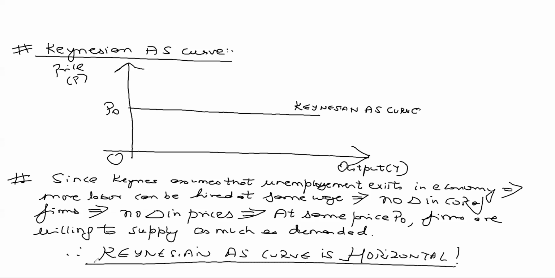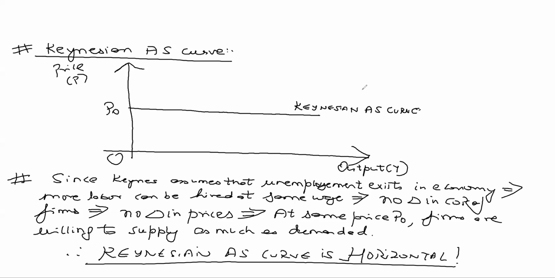So I hope all the students have understood the Keynesian AS curve. Since unemployment exists in the economy, therefore you can hire more labor at the same wage rate, no change in cost of production of the firms, no change in prices. That means at the same prices, the firm is willing to supply as much as demanded. So the Keynesian AS curve is perfectly elastic or horizontal. I hope all the students are clear with this.